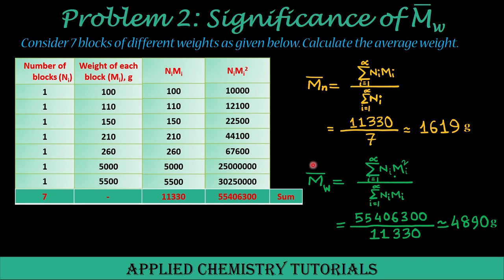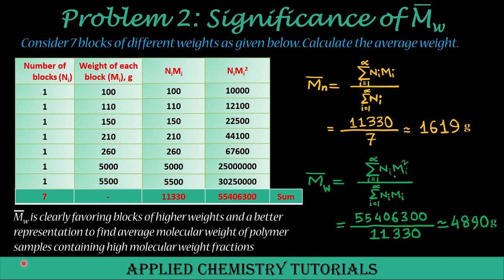Now we can easily see that Mw bar is very high, 4890 gram, compared to the Mn bar which is 1619 gram. So Mw bar is clearly favoring blocks of higher weights and is a better representation to find average molecular weight of polymer samples containing high molecular weight fractions. Therefore, although we calculate the Mn bar, for polymers which contain few fractions of very high molecular weight, we always use Mw bar. So this slide gives you the idea of why we compute Mw bar although we have the data of Mn bar. Let's move forward to problem number 3.